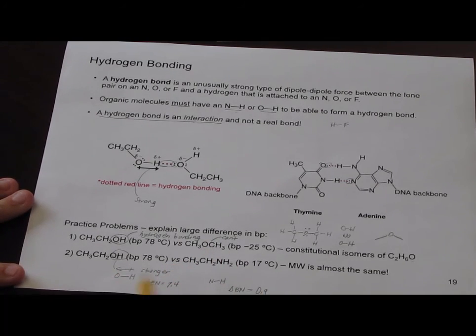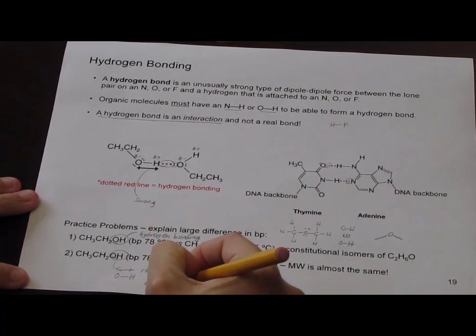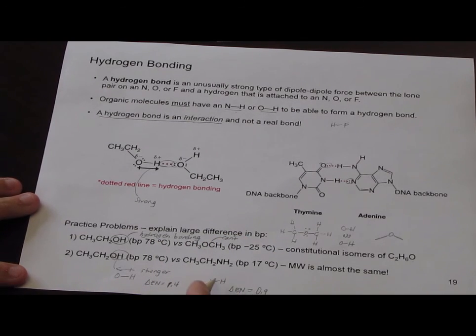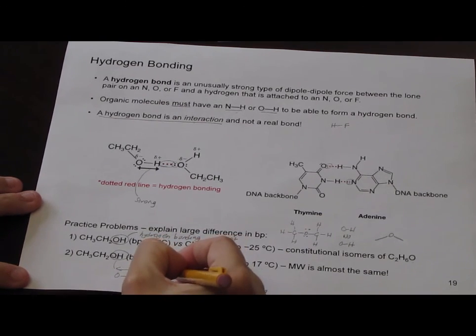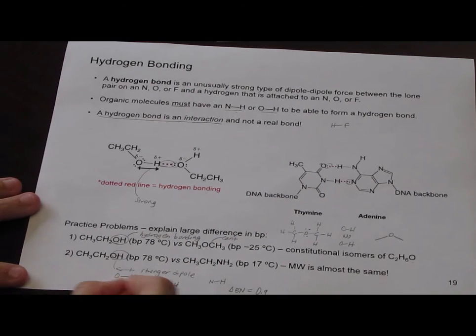The second problem compares an OH group, an alcohol, with an amine. The molecular weights, again, are pretty similar, so we can't reason that. The boiling point of the alcohol, however, is higher than the amine. If we take the time to draw out the OH and NH bonds, we can see that the delta electronegativity is 1.4 for an OH, but delta EN for an NH is 0.9. So in the end, we have a stronger dipole on the OH bond than the NH bond, and that stronger dipole means a stronger hydrogen bonding interaction.